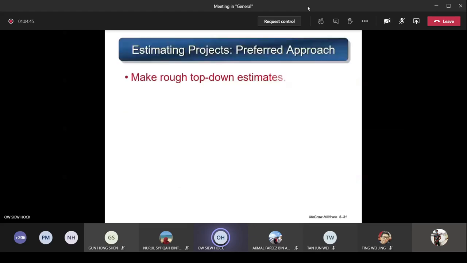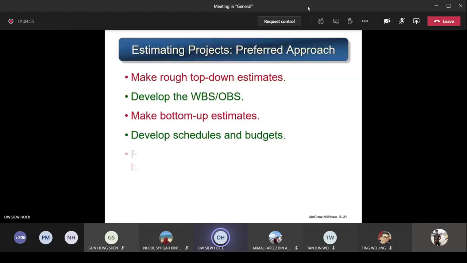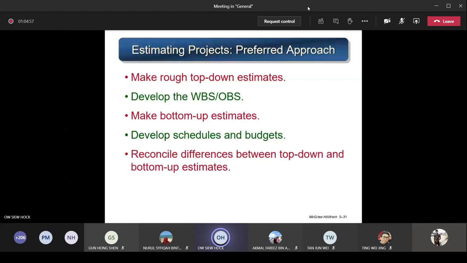Next we are going to learn the different approaches. But before that, estimating projects, the preferred approach. Since there is macro and micro, how should you go about doing this cost estimation or time estimation? First, you make a rough top-down estimate. That means you do a macro first, a rough one of your overall project. Next, you develop the WBS, OBS. You have your work breakdown structure and then your organization structure.